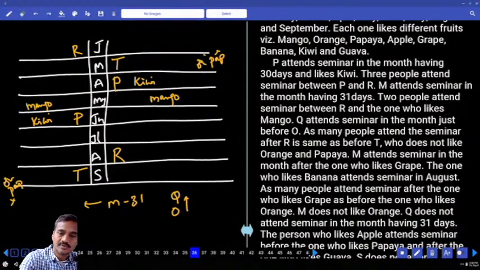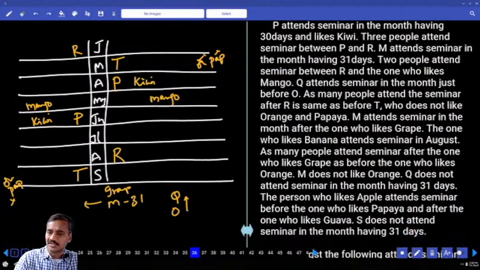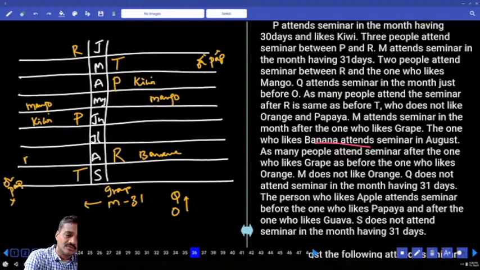Isn't it? And next one. M attends the seminar in the month after the one who likes grape. M, 31 days, after the one who likes grapes. And the one who likes banana attends the seminar in the month of August. That is banana in the month of August.